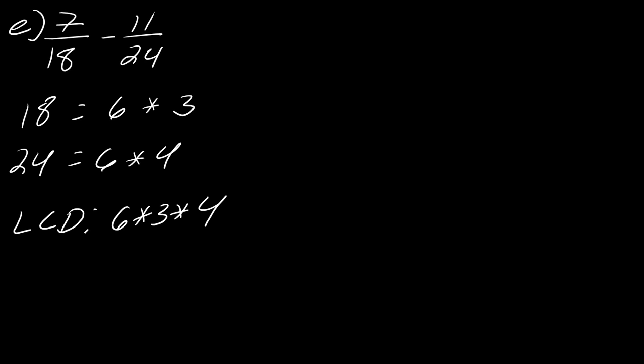Okay, so now let's see if I take 7 over 18. What do I multiply 18 by? Oops, and what is 6 times 3 times 4? That is 72.